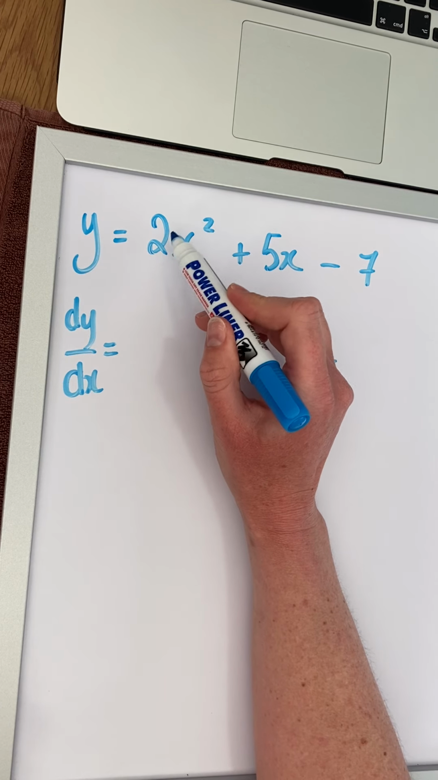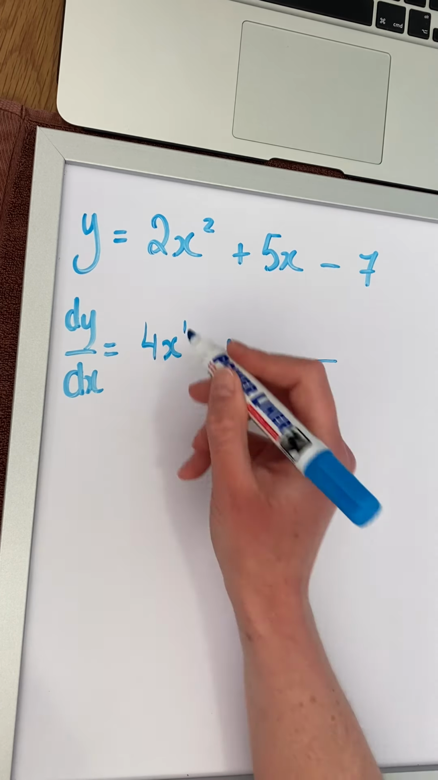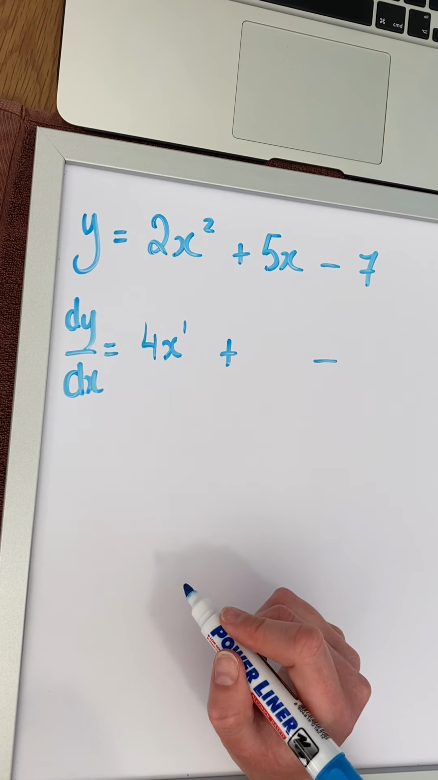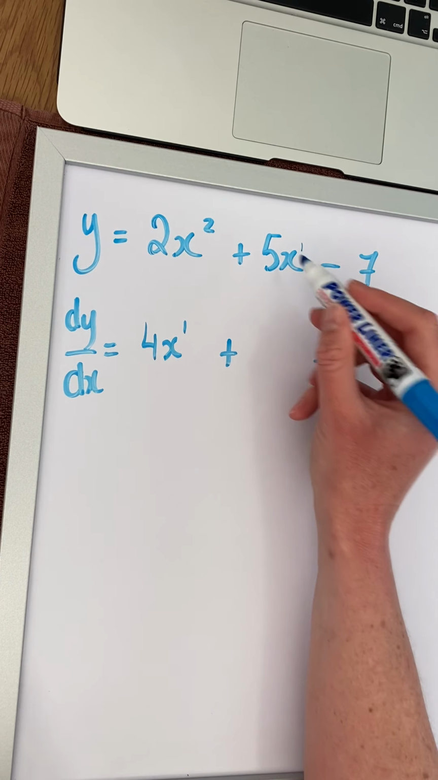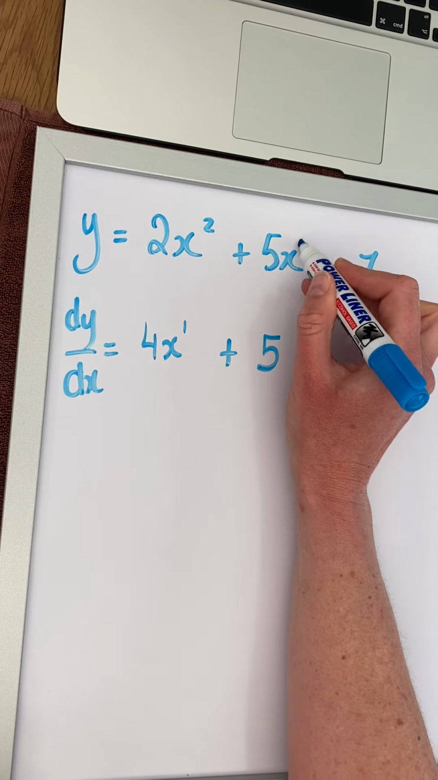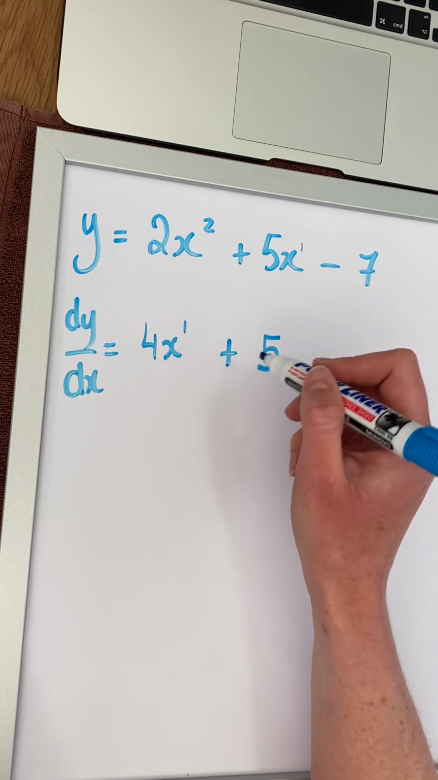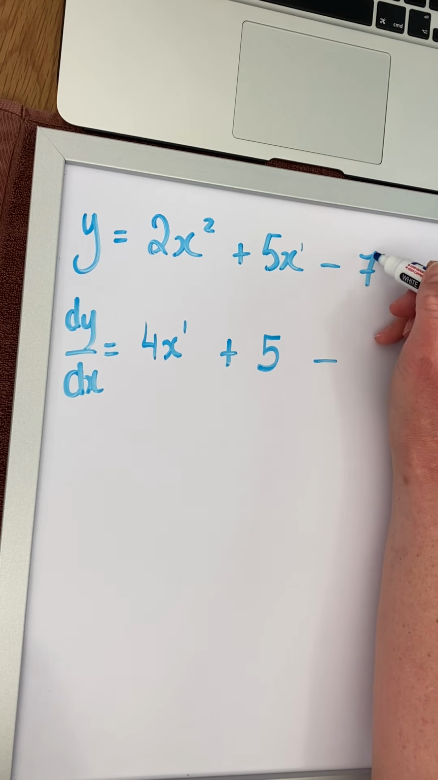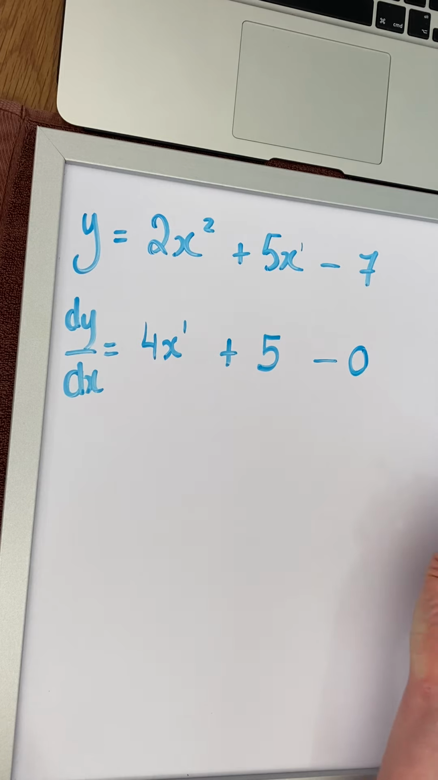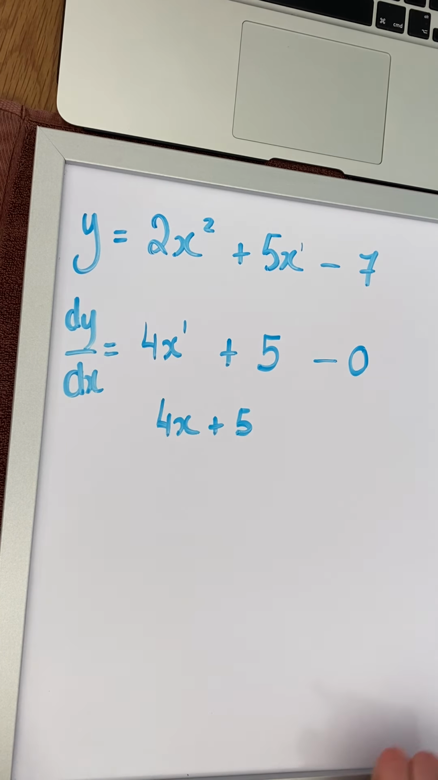We're going to have 2 times 2 gives me 4x to the power of 1. We can put in the 1 if we want there, there's no problem with that. This is a linear component, so we drop the x, or 1 times 5 is 5x to the power of 0, and x to the power of 0 is 1, so that's simply a 5. And a constant simply becomes 0. So our answer to this would be 4x plus 5.